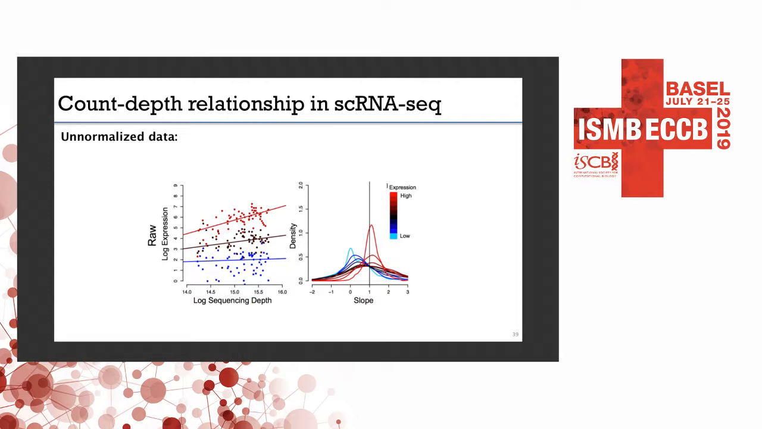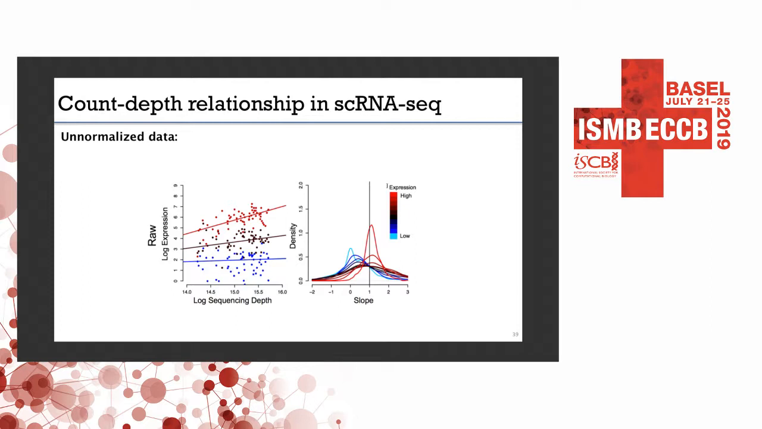And when we calculate the slope over all genes in the data set, we see that those really highly expressed genes are pretty close to one. But then as we move down to these more moderately expressed genes and lowly expressed genes, we see this shift. So there's some dependence on the expression level with that count depth relationship that we observe.